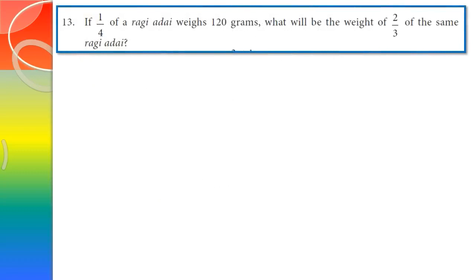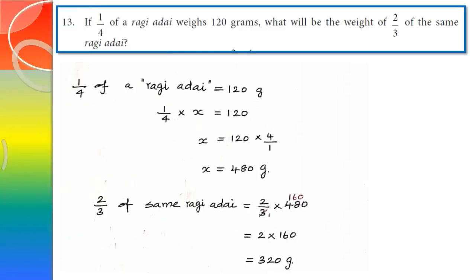Next we go to question number 13. If 1 by 4 of a ragi adai weighs 120 gram, what will be the weight of 2 by 3 of the same ragi adai? Next step, 1 by 4 of a ragi adai equals 120. So 1 by 4 into x equals 120. x equals 120 into 4 by 1. So x value equals 480 gram.